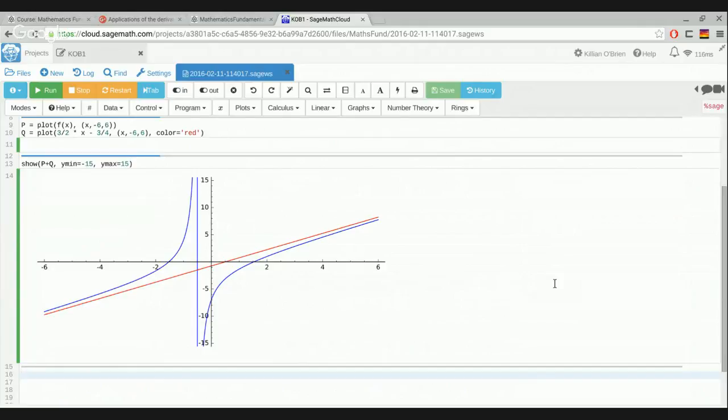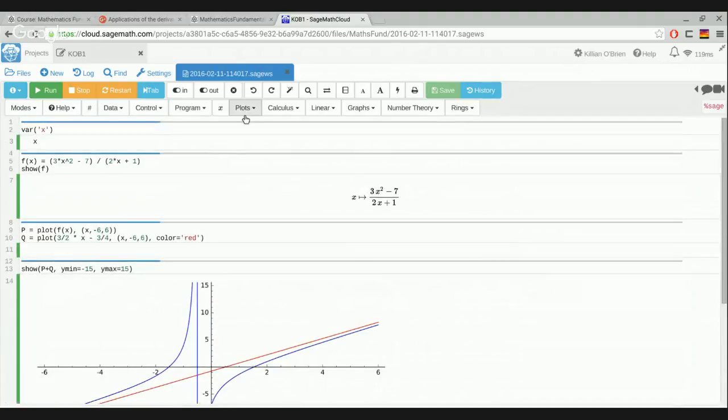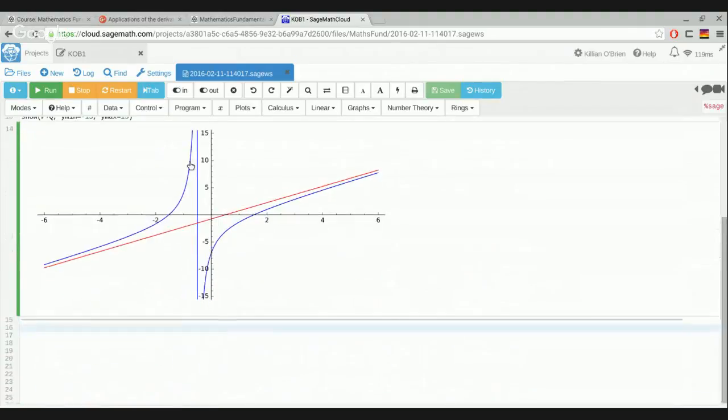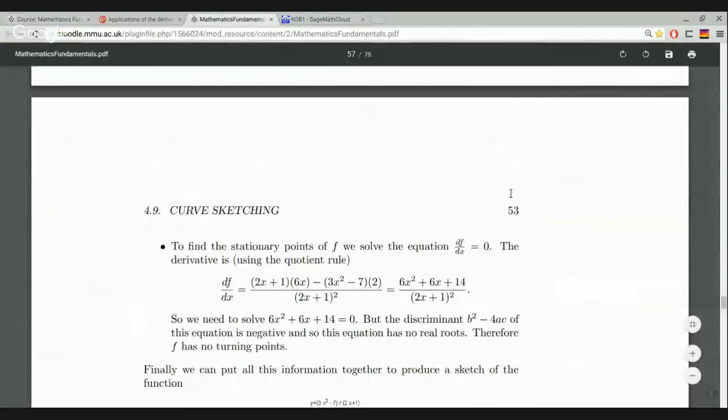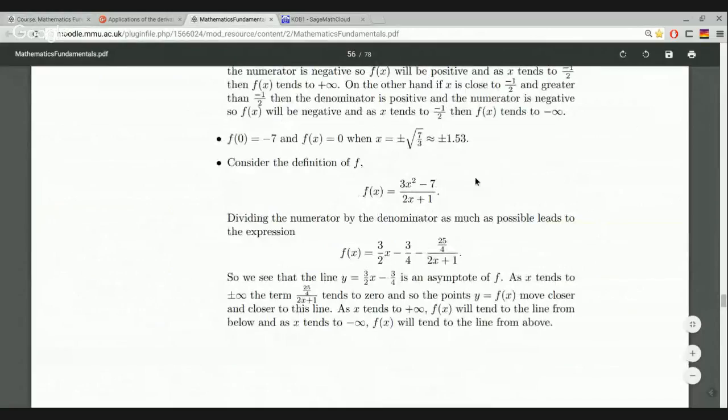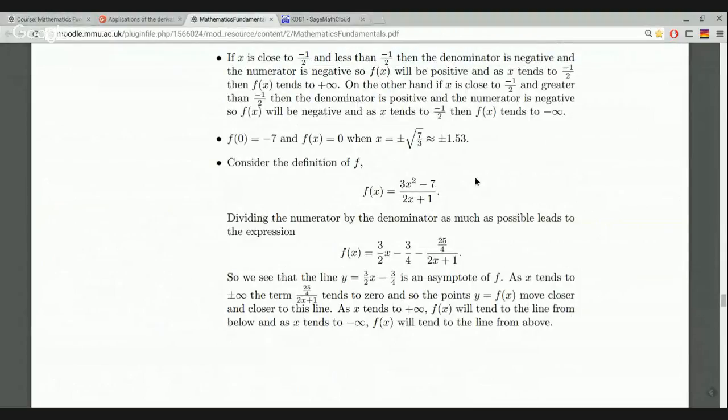Of course, in practice, when we encounter a function and we want to see its behavior, we just come straight to the computer, and using MATLAB or Sage or something equivalent, we can get nice views of it. But I still think it's useful to be able to look at the definition of a function, such as this 3x squared minus 7 over 2x plus 1, and be able to extract interesting features that its graph will have.